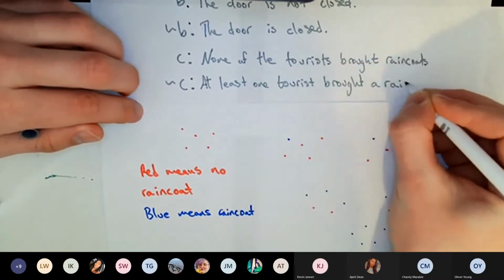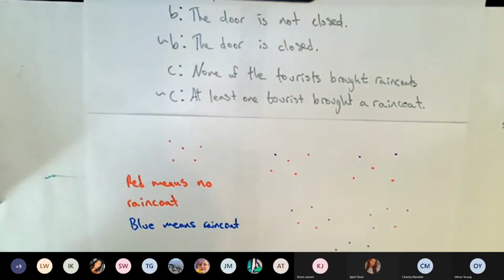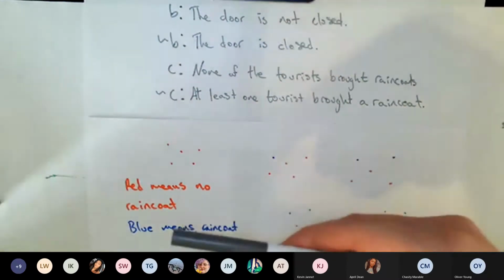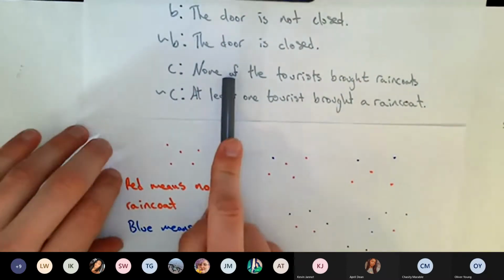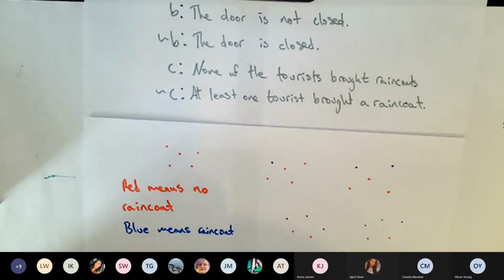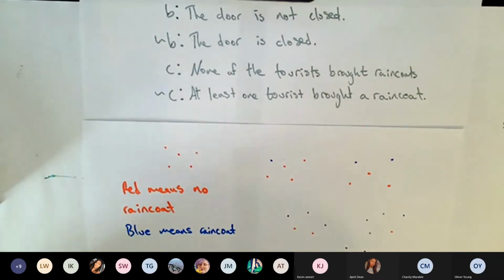I told you it would get a little bit more interesting with these quantifiers. When I say quantifiers, I mean the little part attached at the beginning of the statement that tells you how many things are going on. None is a quantifier. All would be a quantifier. At least one is a quantifier. You could also say some, S-O-M-E. The word some is a quantifier. So here, if we wanted to be a little bit more vague, we could also say some of the tourists brought a raincoat.